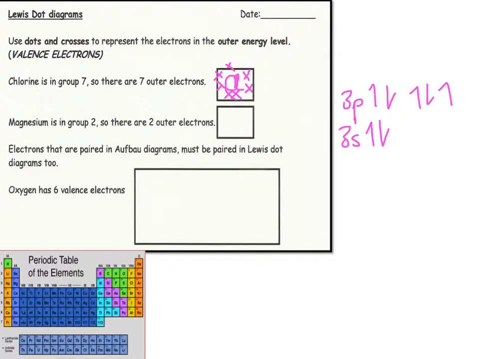If I'm looking at magnesium, magnesium is in group 2, and so I am going to say Mg. And if magnesium is in group 2, again, we're in the third energy level, so it will be 3s 1, 2. There will be 2 paired electrons. Doesn't matter if I use dots or crosses, and there would be 2 paired electrons. Electrons that are paired in alpha diagrams must be paired in Lewis dot diagrams too.